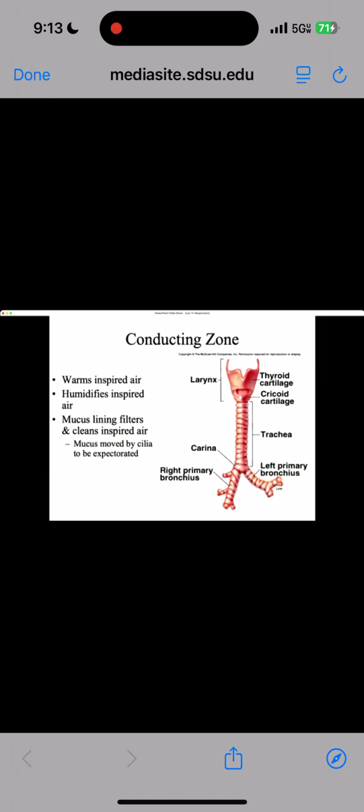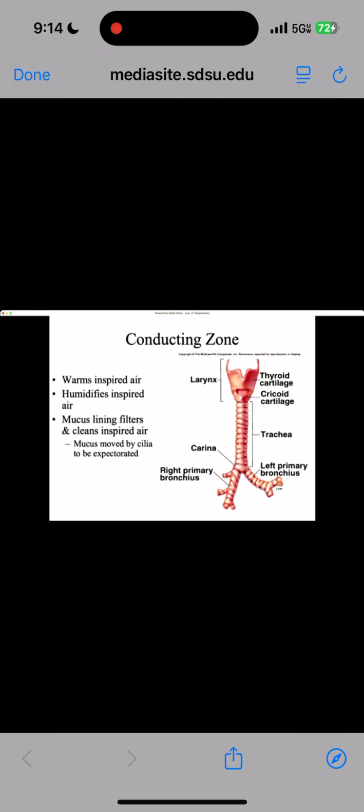So we're going to look first at the conducting zone. The conducting zone, first off, I will tell you, the conducting zone ends where cartilage ends. So that is really anatomically what divides the conducting zone from the respiratory zone. And there are 3 important functions in the conducting zone. They're listed on this slide.